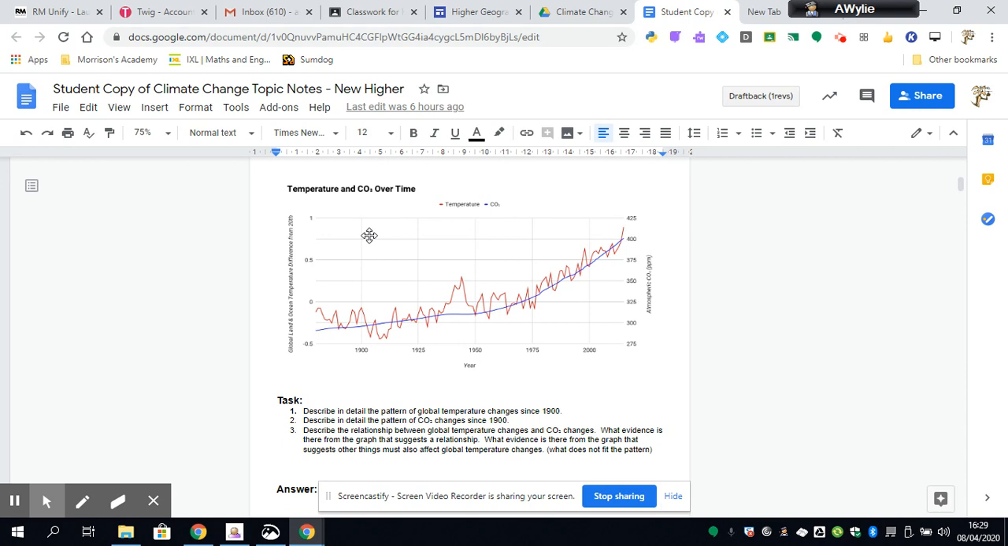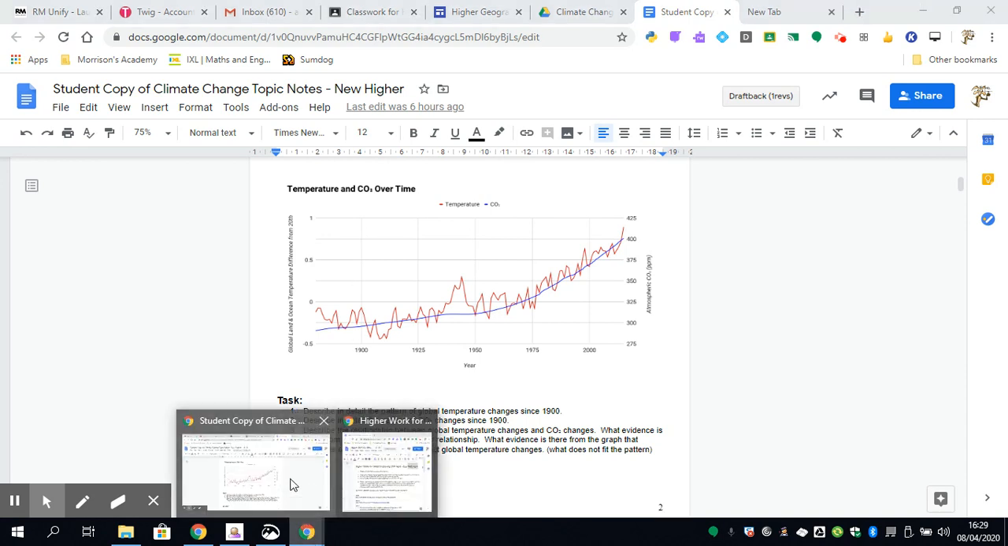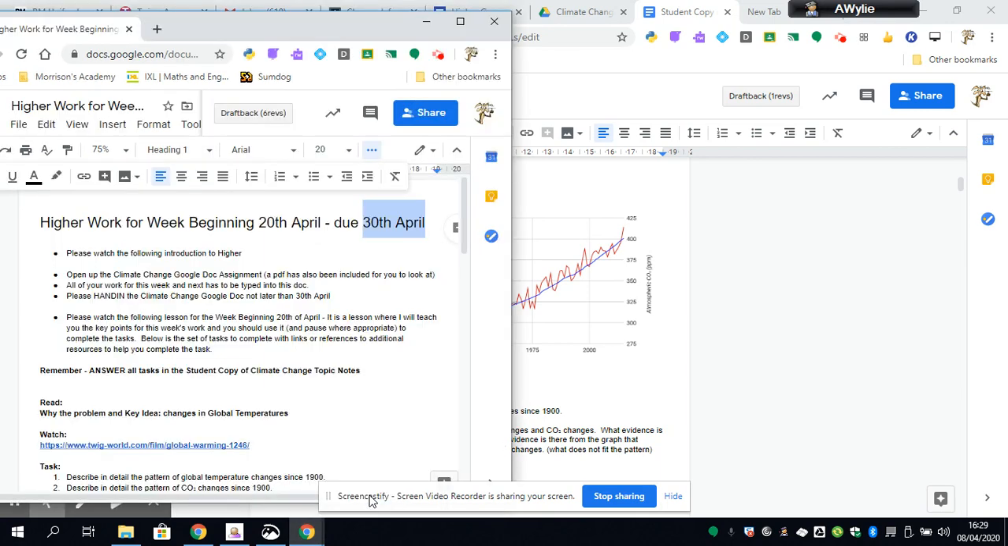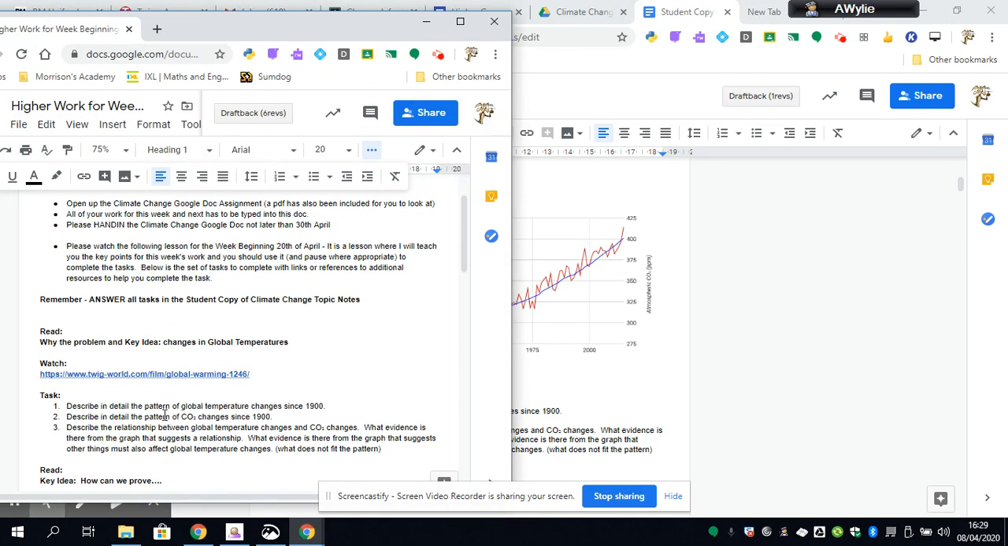Now, if we just have a look at what your task actually is in regards to this first particular piece of work, you are going to be asked to describe in detail the pattern of global temperature changes since 1900, and then describe the pattern in detail of carbon dioxide changes. And then you're going to be asked to talk about the relationship between those two, pointing out the evidence for that.